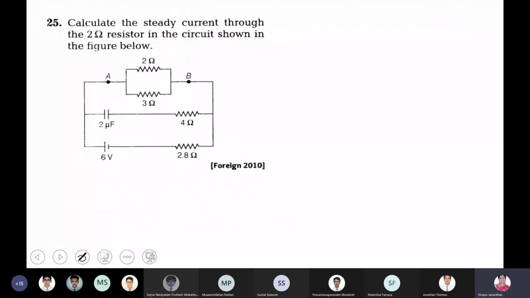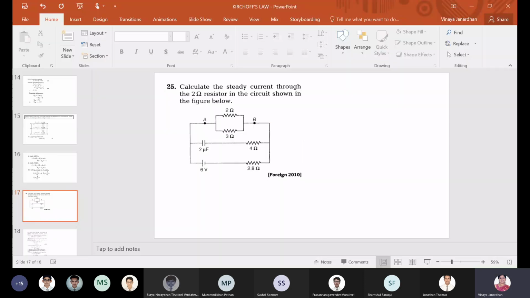This is as usual. Okay, right. Copy down this. This you should have. You should understand. Copy down this: calculate the steady current through the 2 ohm resistor. Is that audible, because the volume goes?